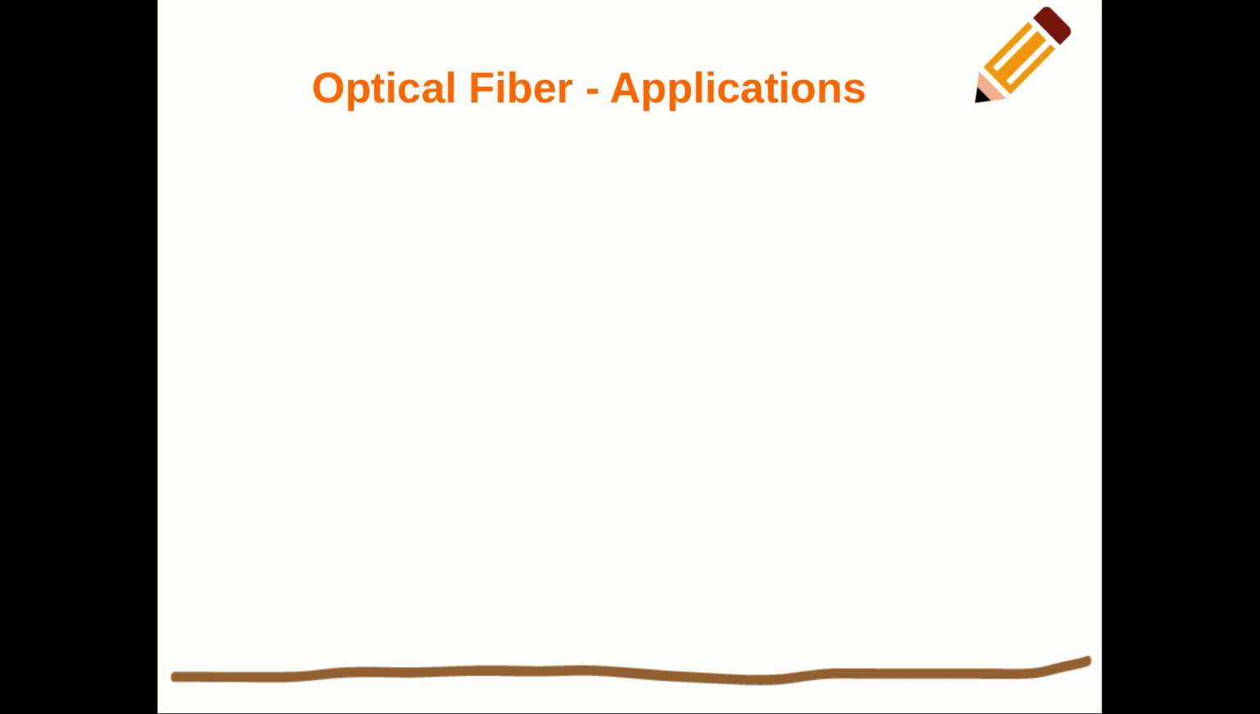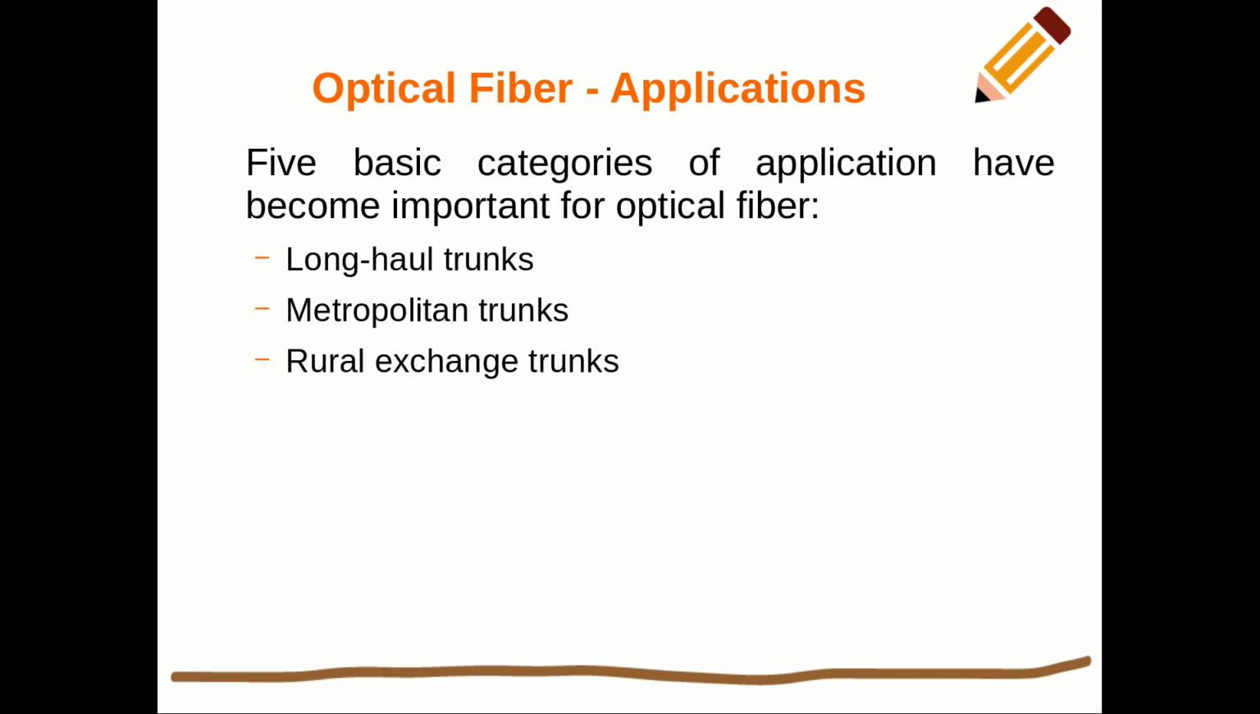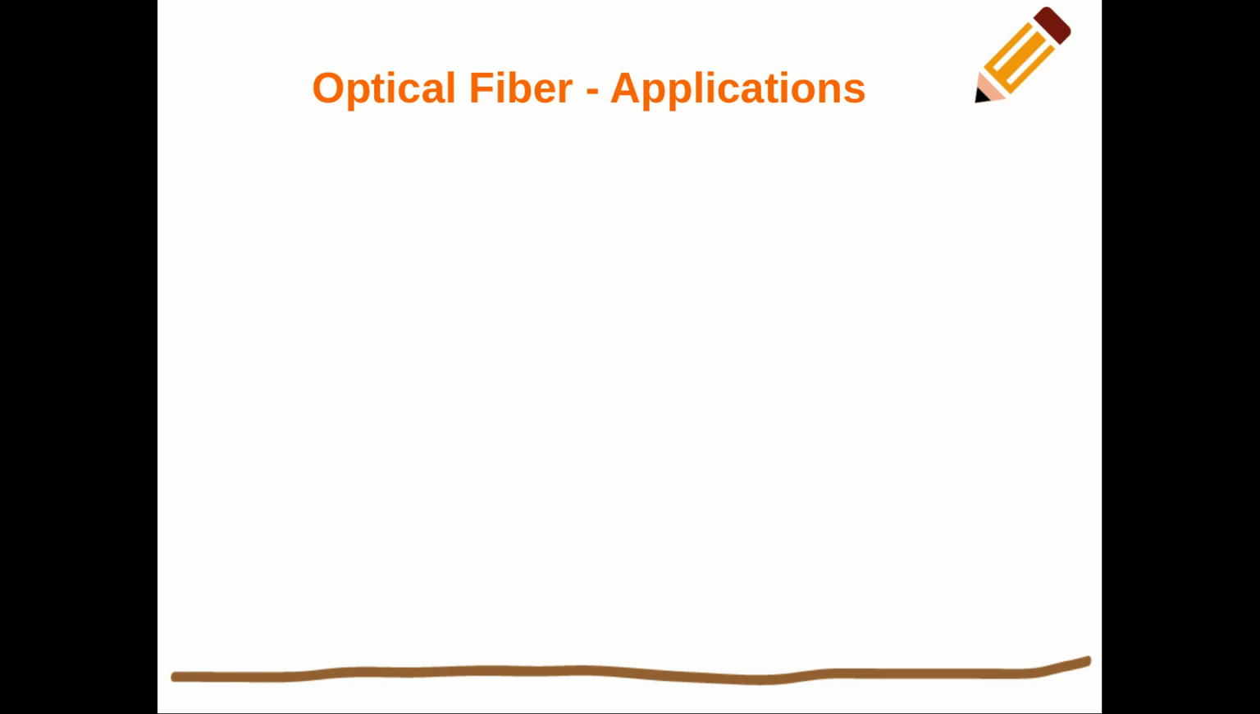So that is about the major features of optical fiber. If they ask about the 5 features, you can list down those 5 features and brief on that. Now, certain applications you can definitely apply anywhere, just like we saw in coaxial cable. So 5 basic categories of application have been important for optical fiber as per the William Stallings textbook. They listed 5 main broad applications: the long haul trunks, metropolitan trunks, rural exchange trunks, subscriber loops, and local area networks. We will see them one by one.